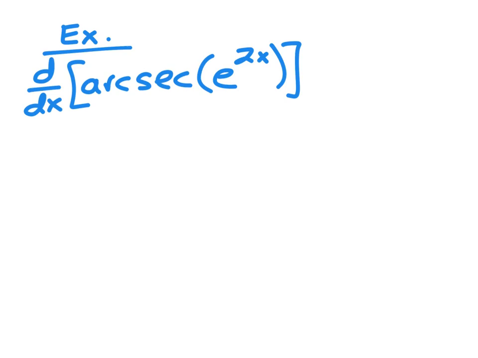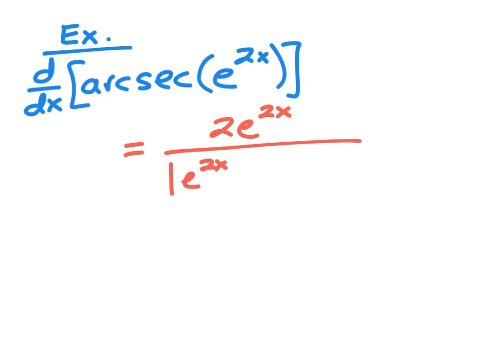So last example, take the derivative of arc secant of e to the 2x. So the derivative of e to the 2x is 2e to the 2x over, now arc secant says on the bottom you need the absolute value of your u, so absolute value of e to the 2x, times the root of your u squared, so e to the 2x squared minus 1. This one actually simplifies pretty well if you need to take it further.